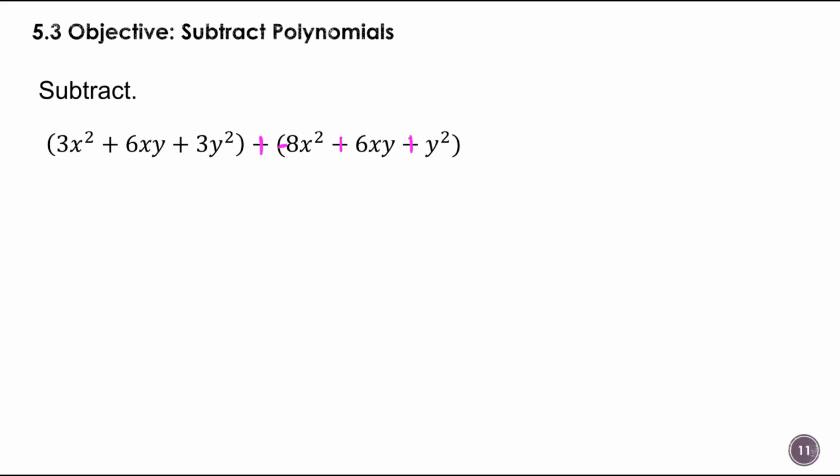And so then, instead of taking it all out of the parentheses, this is probably the way that you would like, because it's less writing for sure. And so here we have a 3x squared and a negative 8x squared, so negative 5x squared. And then we have a 6xy and another, we have two of them, so plus 12xy. And then we have a 3y squared and a 1y squared, so that's going to be plus 4y squared. And that's it. We're finished with that question.